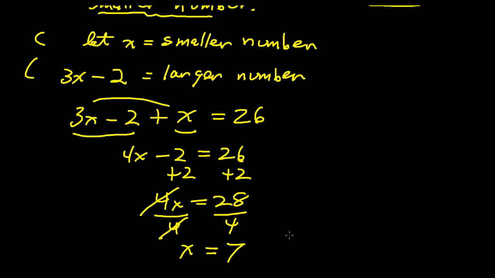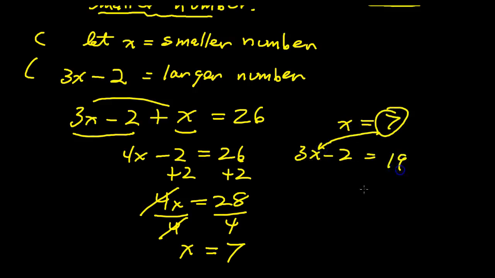Let's check. Find the two numbers. Well, that's only one of them. So if x is 7, we have to find the other number, 3x minus 2. That's going to be 3 times 7. 3 times 7 is 21. 21 minus 2 is 19. So the two numbers of interest, we're looking for 7 and 19.